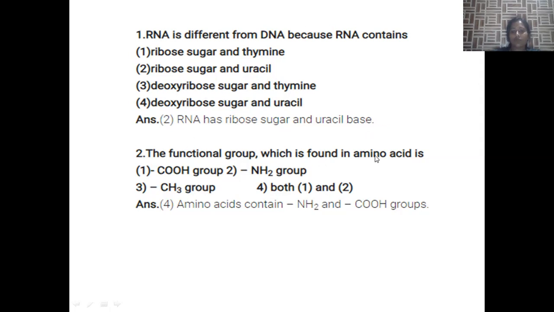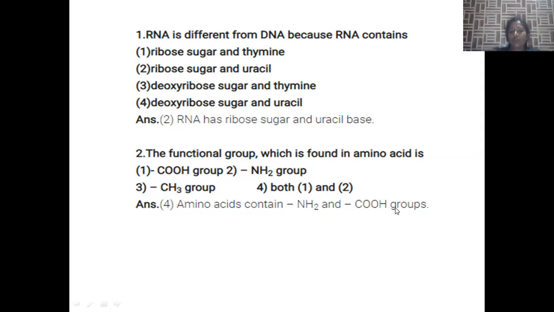The functional group which is found in an amino acid: in this only we have the answer. Amino acid is nothing but amino and acid, so both functional groups will be there. Amino stands for NH2, acid stands for COOH. That's why options number 1 and 2 are both satisfying. Option number 4 is the correct answer.